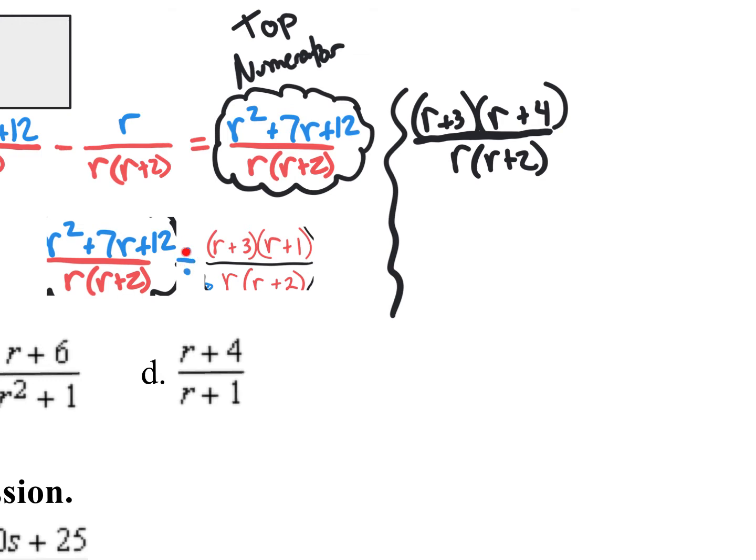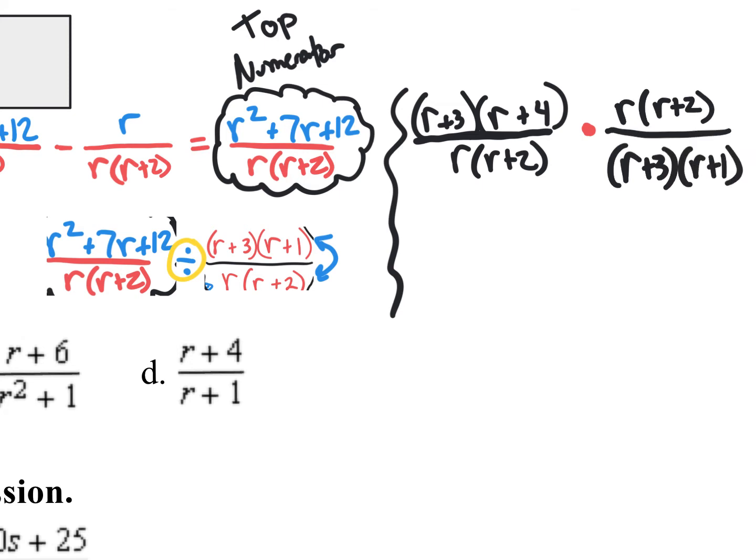And now this division is going to change to multiplication. Okay, so this division right here is going to change to multiplication over here. And of course, the only way we could do that is if we flip the second fraction. When you divide by a fraction, you really multiply it by its reciprocal. So I'm going to rewrite this fraction right here, but of course I'm going to flip it. So here it is. We have r times r plus 2 up on top, and we have r plus 3 times r plus 1 on the bottom.